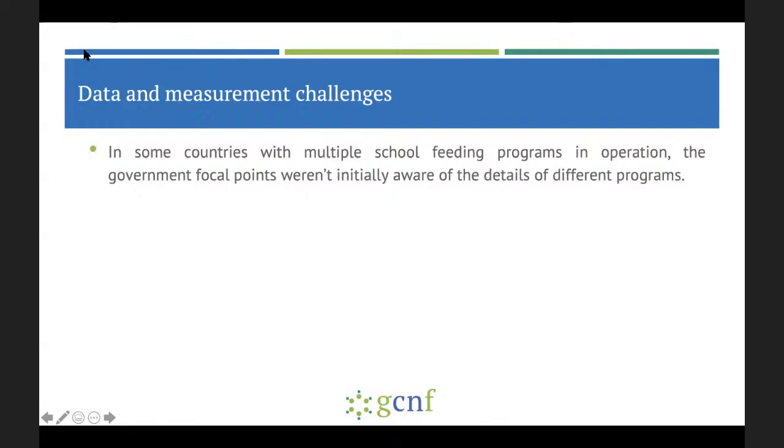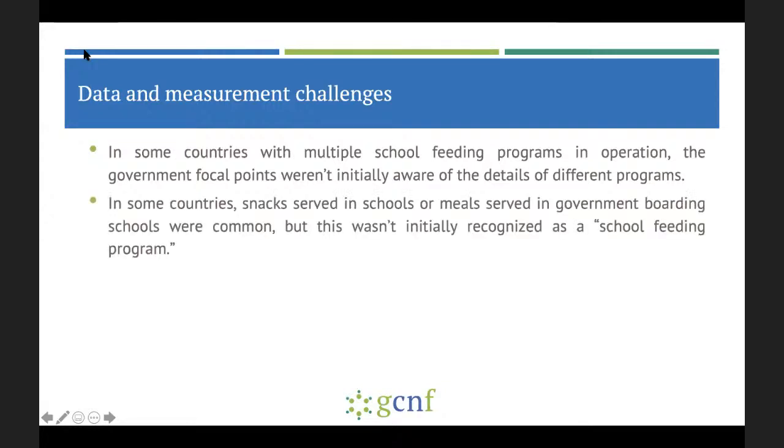And this was especially true in countries that had multiple programs operating, often with multiple implementers from outside. So they're not even aware of what's happening in their country around school feeding. And that just meant that it took them some effort to gather the information in order to submit a survey response for their country.